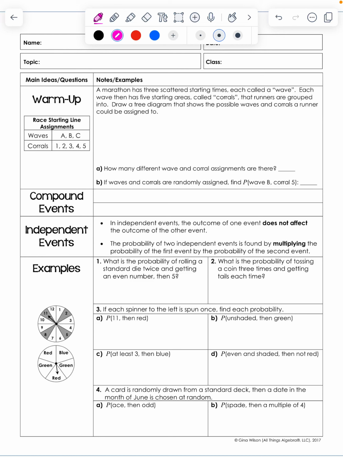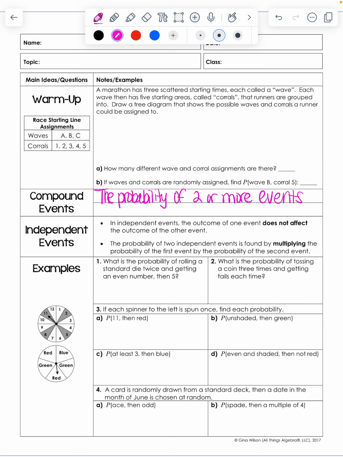Okay, lastly, we have probability problems that are going to be a little bit more difficult. They're called compound events, and that's when the probability needs to be found for two or more simple events. For example, it's like flipping a coin and then flipping a coin again.